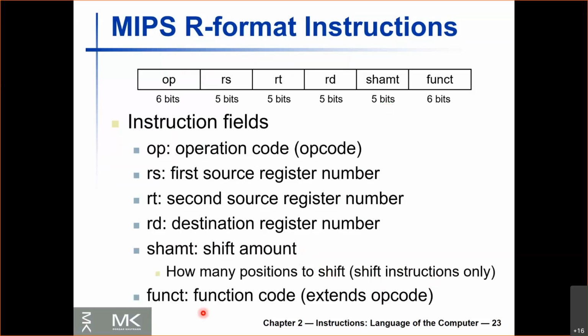And then finally, funct is the function code, and this extends the opcode. The opcode and the funct code together for R format instructions are used to specify what the instruction is. Now, I know this is very abstract, so let's do an example.